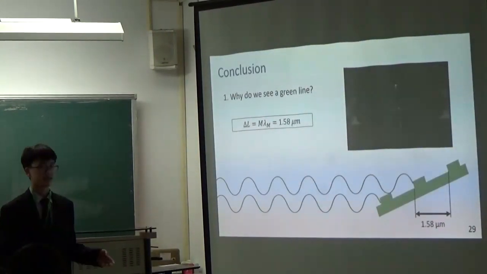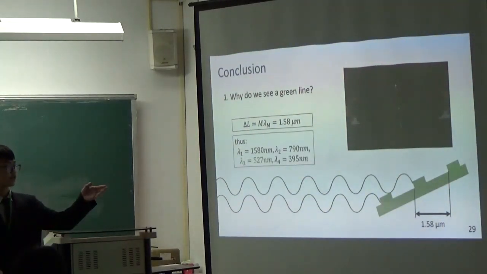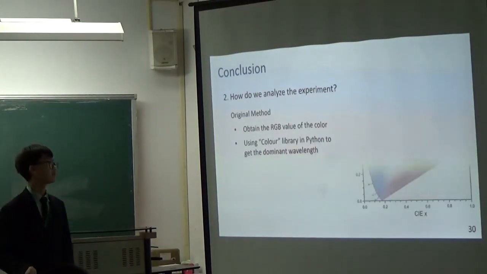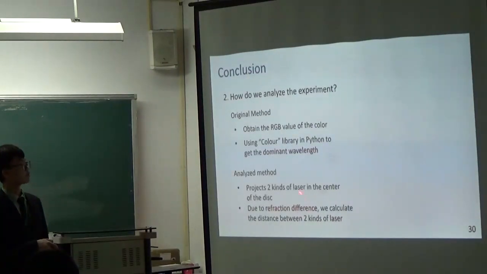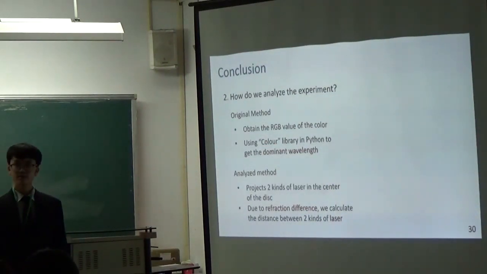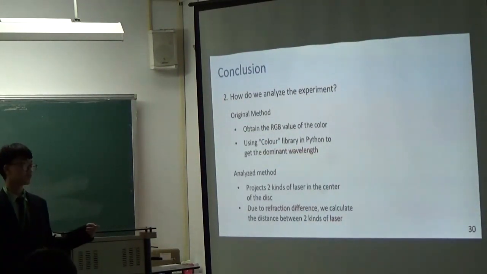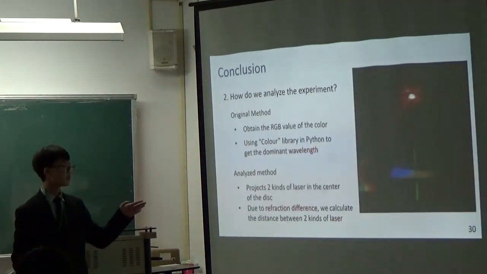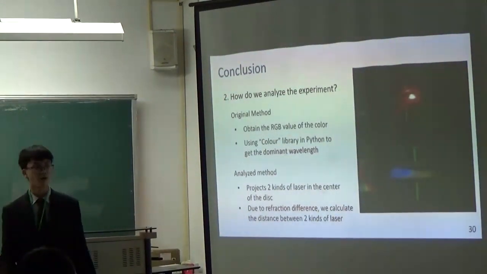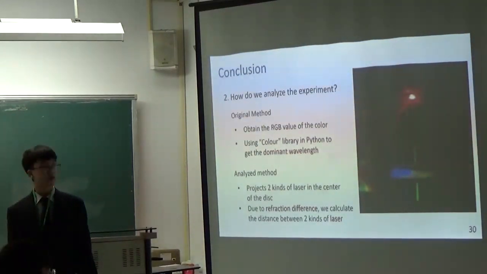Why do we see a green light? This is because of the constructive interference between the tracks. How do we analyze the experiment? Originally, we used the color CIE graph, and then we used the laser calibration to adapt our experimental results. Okay, time is up. Thank you.